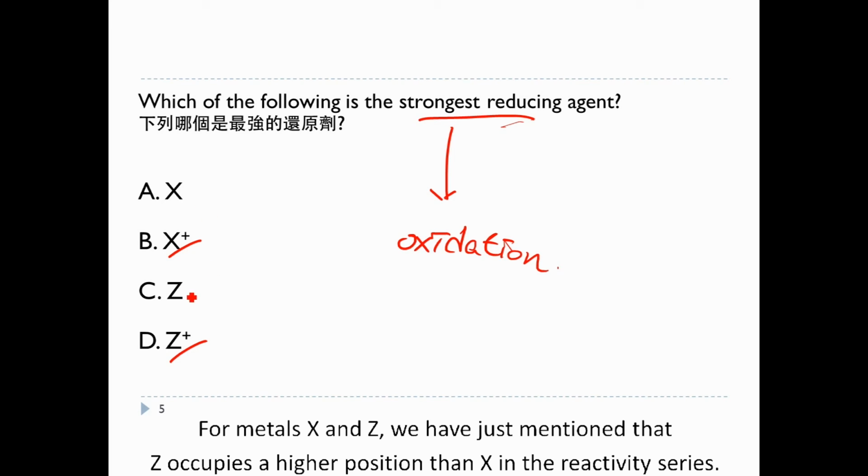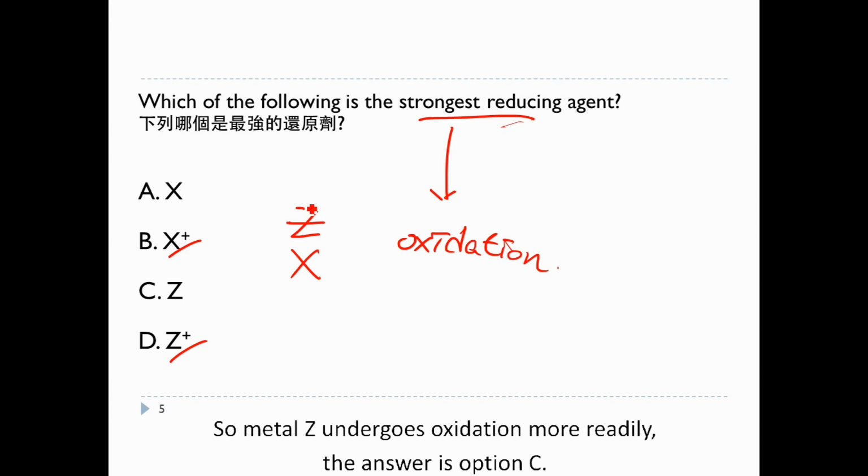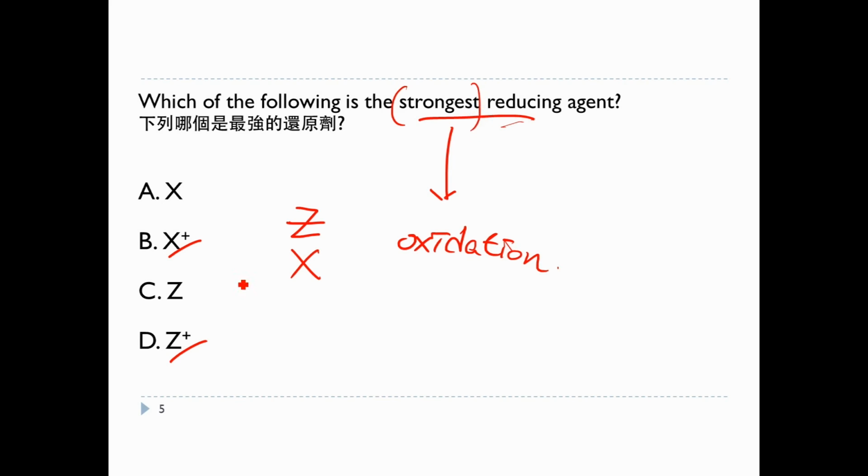For metals X and Z, we have just mentioned that Z occupies a higher position than X in the reactivity series. So metal Z undergoes oxidation more readily. The answer is option C.